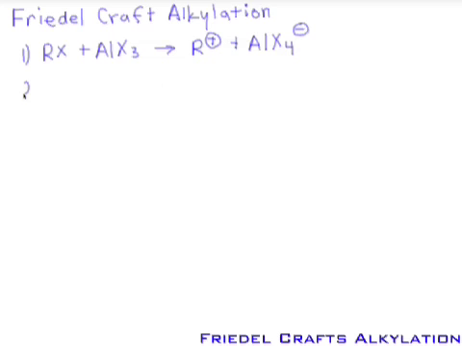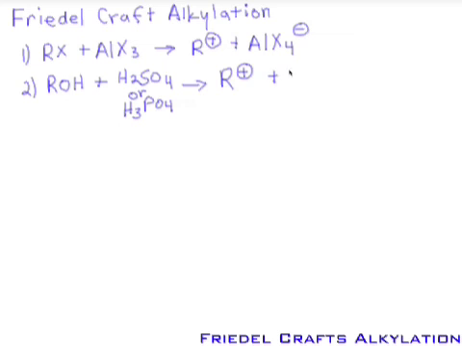We also learned that alcohols, secondary and tertiary alcohols, in the presence of acids such as H2SO4 or phosphoric acid, H3PO4, can undergo protonation, protonate the lone pair, make the good leaving group water, and you can get carbocation plus water.